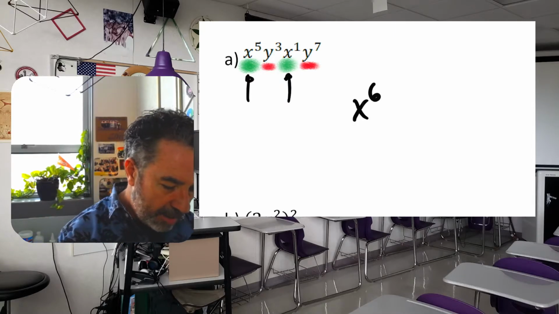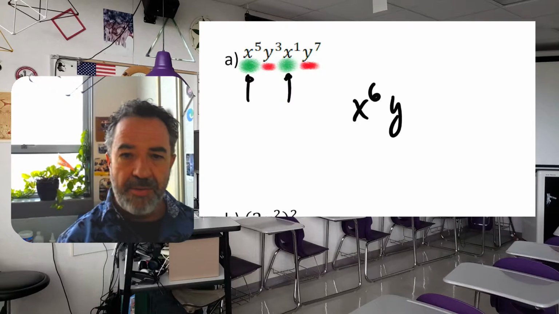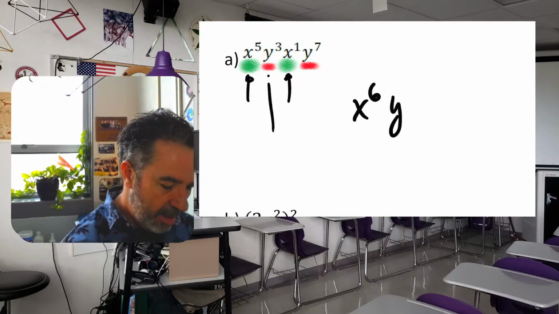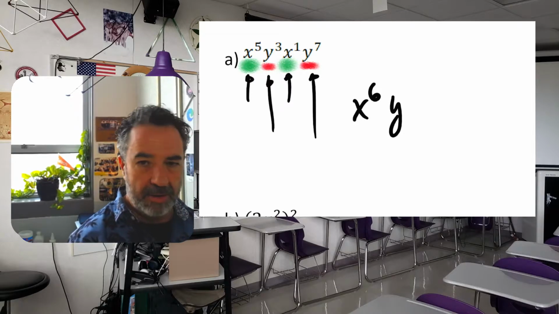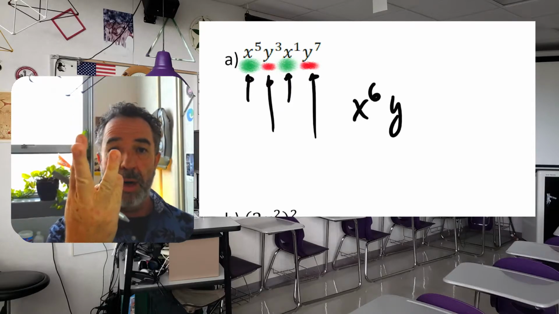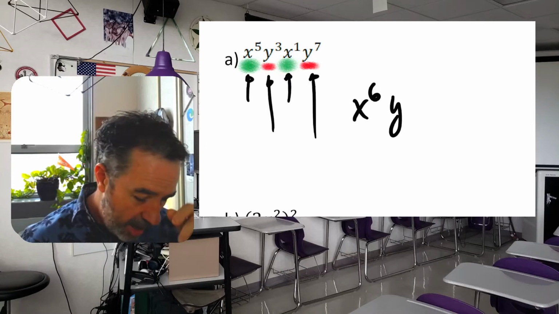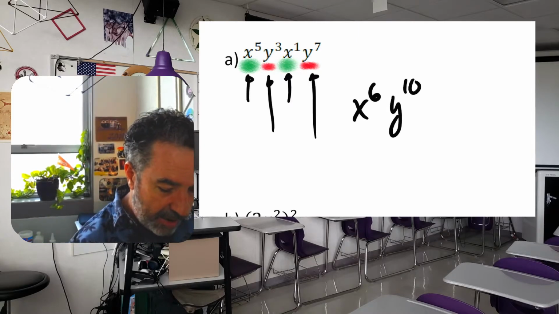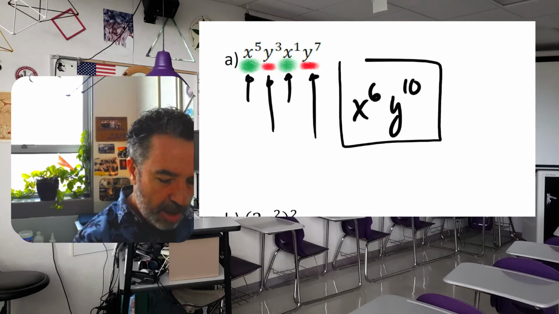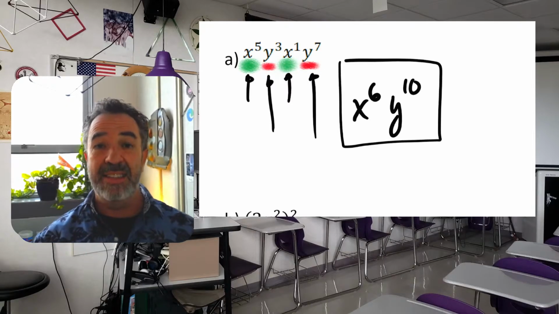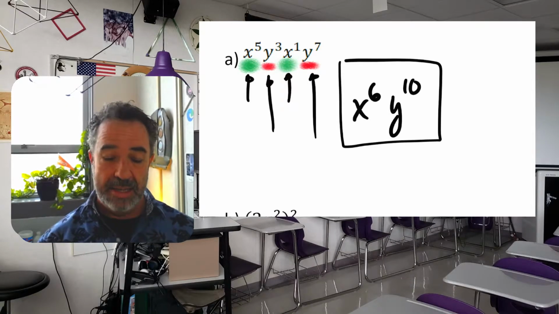And the other part of my answer is that for y, I have 3 factors of y right here. And then I have 7 more factors of y right there. So it's y, and then times 7 factors of y. So that's a total of 10 factors of y. So this is my answer for part A, x to the 6th times y to the 10th.